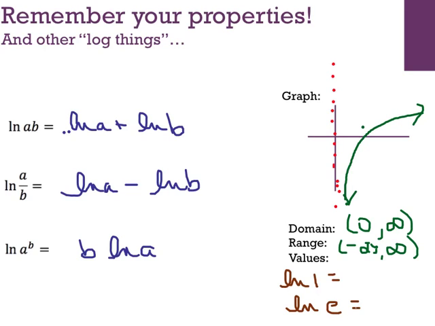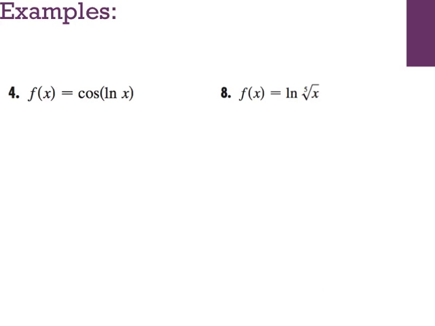Okay, so for the natural log of 1, just try to remember this point. This point on the graph is the point 1, 0. The other point to remember, e is about 2.718, and the natural log of e, as I tried to illustrate on the graph, is 1. Okay, now let's look at some examples.